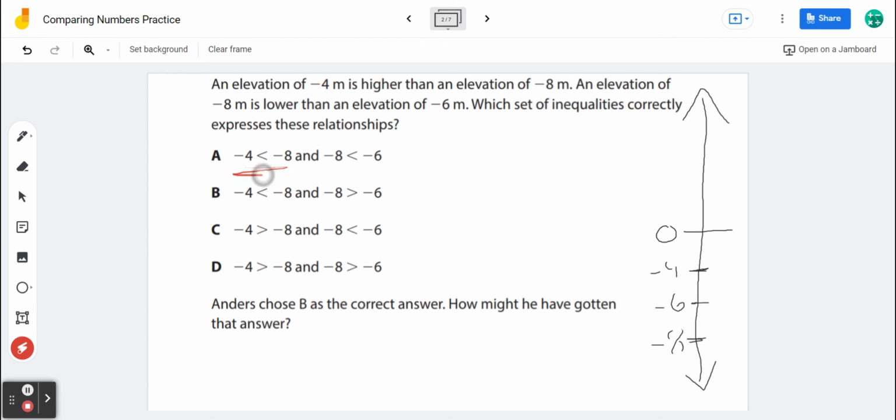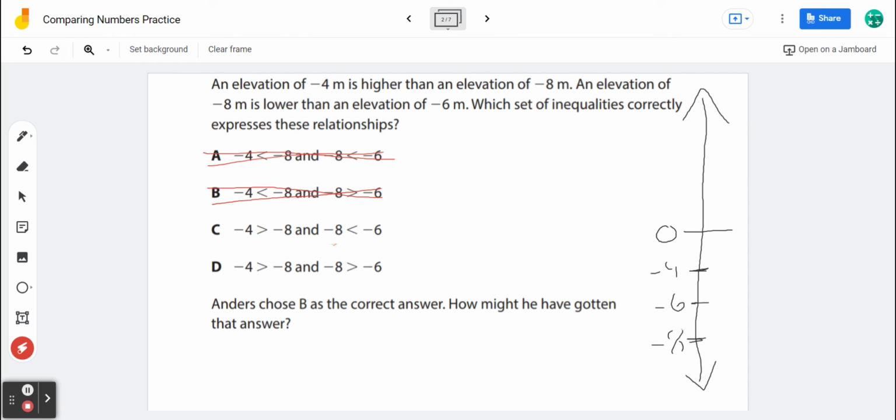Starting with A. A says negative 4 is less than negative 8. That's not true. B says the same thing. Negative 4 is less than negative 8. That's not true. C and D. Negative 4 is greater than negative 8. That's true, because negative 4 is further up. And then the next two inequalities.